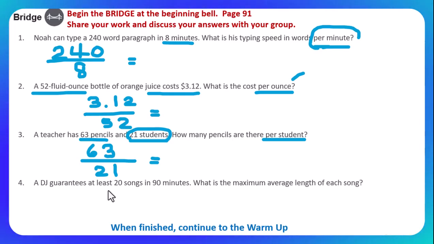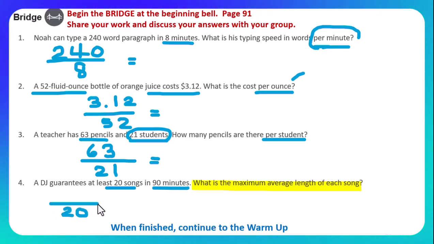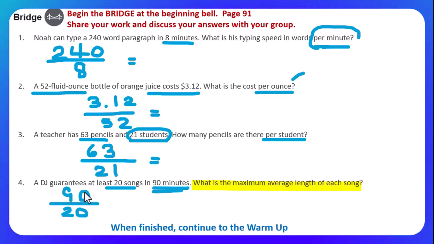A DJ guarantees at least 20 songs in 90 minutes. So we have these 2 numbers to set up in a ratio. Okay, we're going to be dividing by what number? All right, let's look at the question. Let me get my highlighter. I'm going to highlight the question. What is the maximum average length of each song? So it says each song. Think of that as per song. So we're going to be dividing by 20. All right, and then we have 90 minutes. So 90 divided by 20.